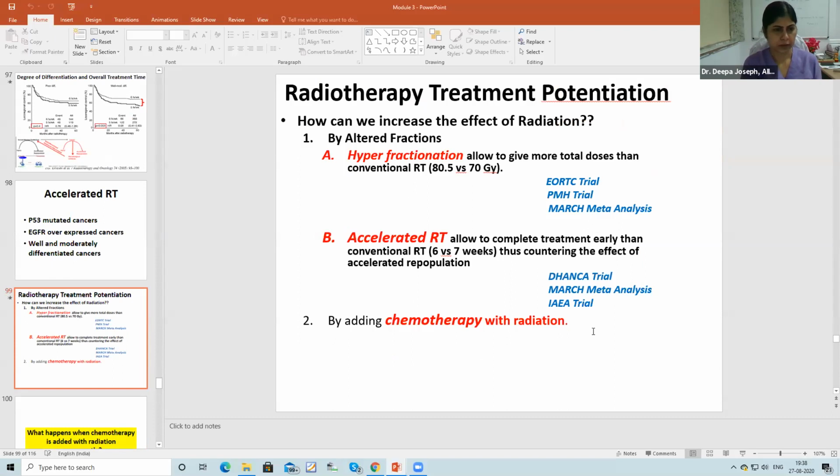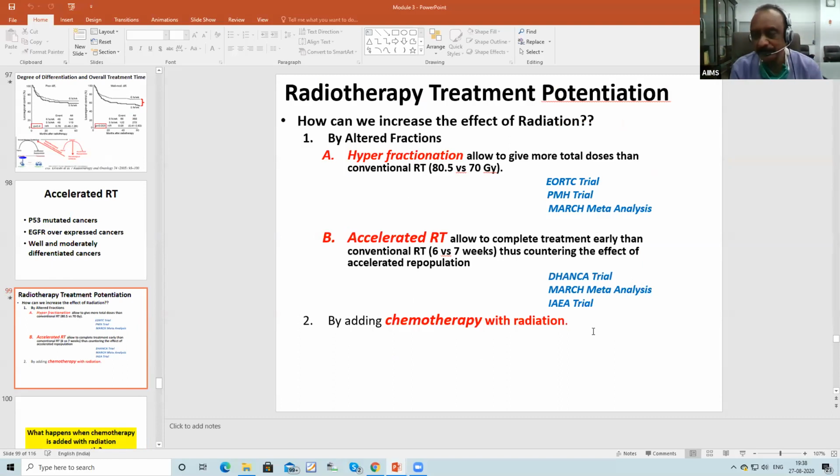Sir, there is one question in the hyperfractionated schedule. What will happen to the acute toxicities? Will it increase? Yes, certainly it will increase, but it is manageable, because most of the clinical data suggested the same thing: that there will be an increase, but it is manageable.